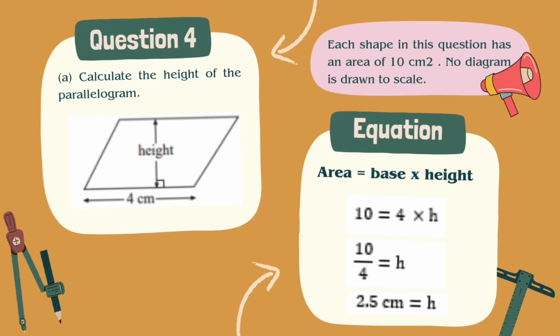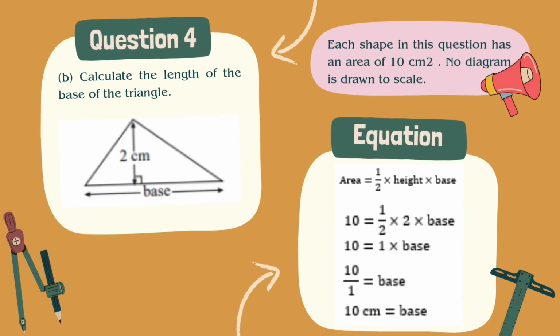For question 4a, it asks to calculate the height of the parallelogram. So, we use the formula for the shape, which is area equal to base times height to get 2.5 centimeter. In B, we use the formula area is equal to 1 per 2 times height times base to get the base, which is 10 centimeter.